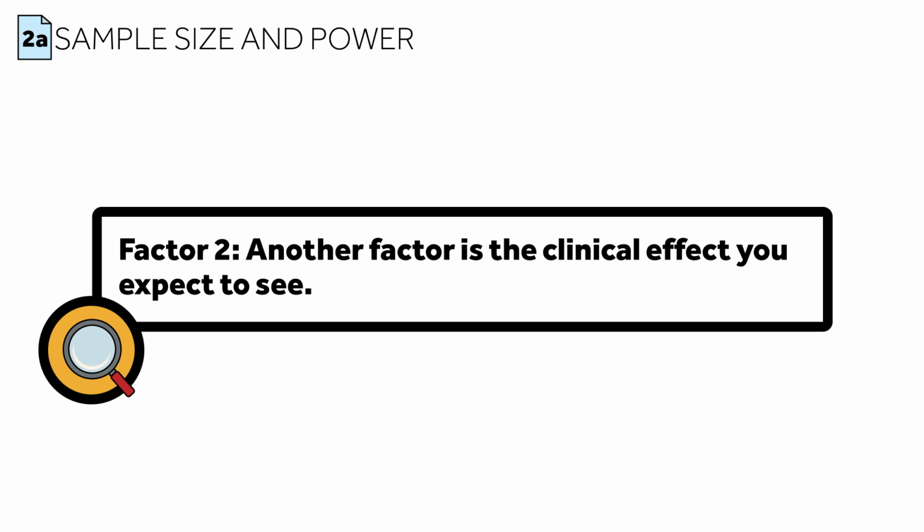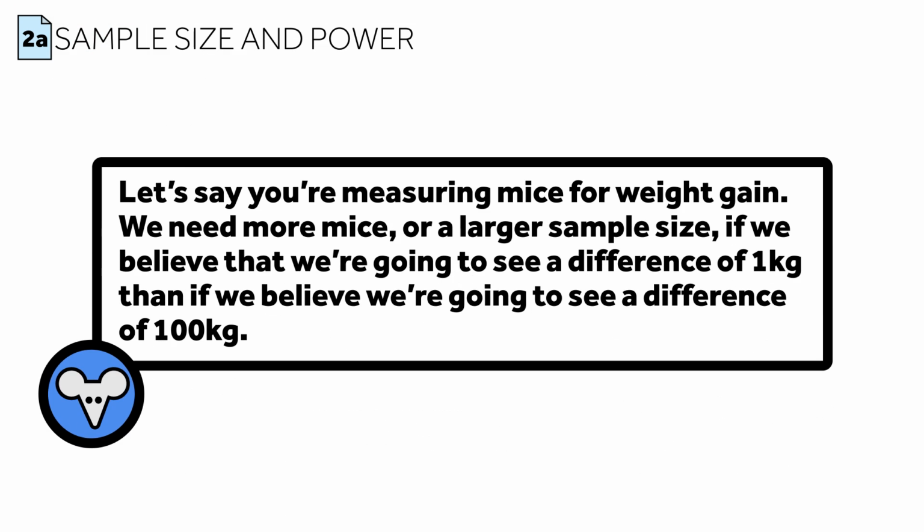Another factor is the clinical effect you expect to see. Let's say you're measuring mice for weight gain. We need more mice or a larger sample size if we believe that we're going to see a difference of 1 kilogram than if we believe we're going to see a difference of 100 grams. The same goes in human research.